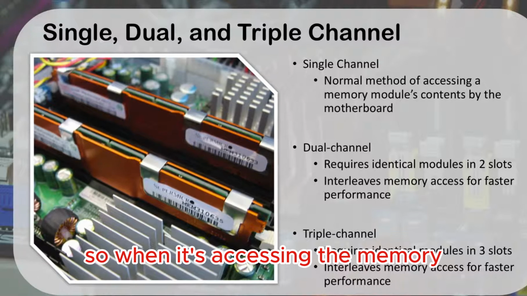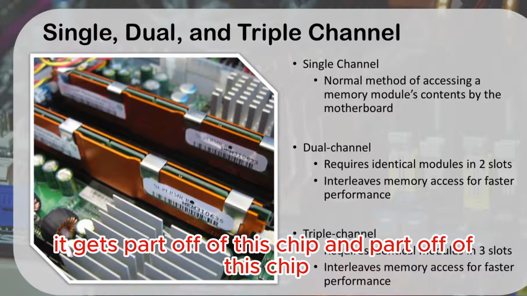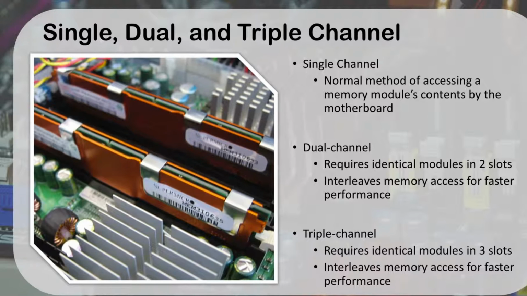So when it's accessing the memory, it gets part off of this chip and part off of this chip, so it can do it faster. It's like if I had 2 instructors up here and you ask a question, he takes half the question, I take half the question, we can get your answer to you twice as fast. That's the idea behind it.